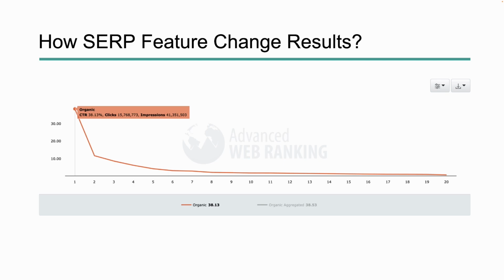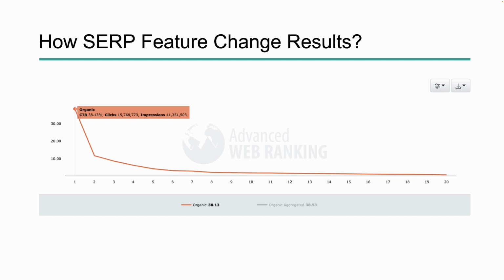38.13% of the clicks go to position 1, which is massive. You can see that it dwarfs. It's almost 3 times the amount of clicks as position 2, and then it tails off pretty quickly here. Now, this is just an organic listing without adding any SERP features to the mix.